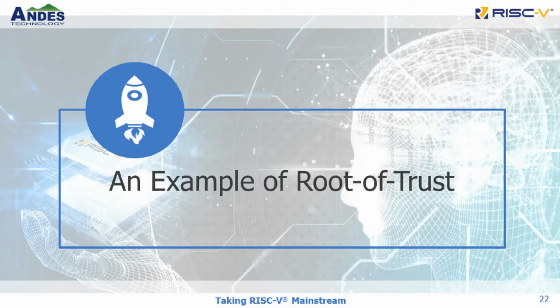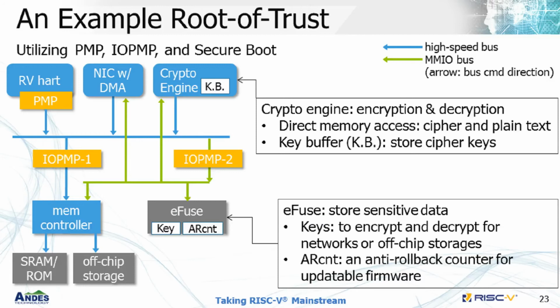Now I'm using an example to demonstrate how to build a root of trust by PMP, IOPMP, and secure boot. This is the example platform for our demonstration. I only depict the related components in the slides, which I showed previously. Let's go into more detail. There is an eFuse to store sensitive data, including two parts, keys and an AR counter. Keys are used to encrypt and decrypt traffic in the network or data in off-chip storage.